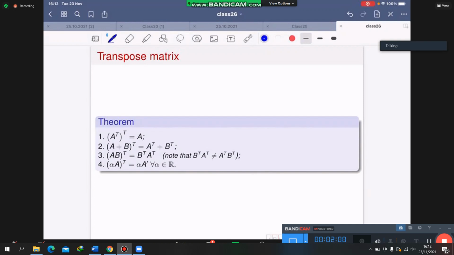and the transposition of the product of the matrices is the transposition of the second matrix times the transposition of the first matrix. Remember, only when I can multiply the two matrices.